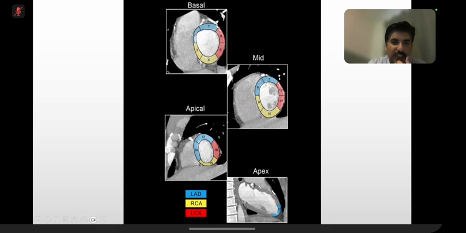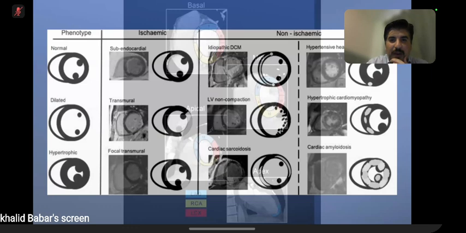Here this anterior distribution is by the LAD. This inferior distribution is by the RCA, and this lateral wall perfusion is by the LCX, and then the true apex is supplied by, again, the LAD. So this is the vascular distribution in terms of the CT scan. Now moving towards our next portion, which is the MRI.